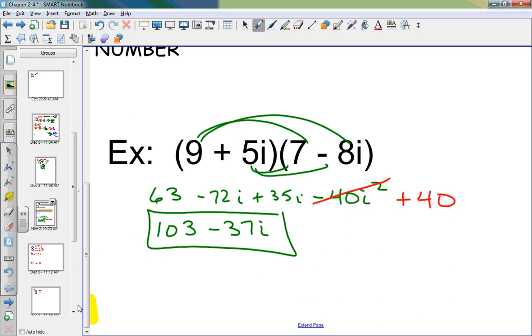Because this is actually going to be -40 times -1. Because I squared is -1. Make sense?